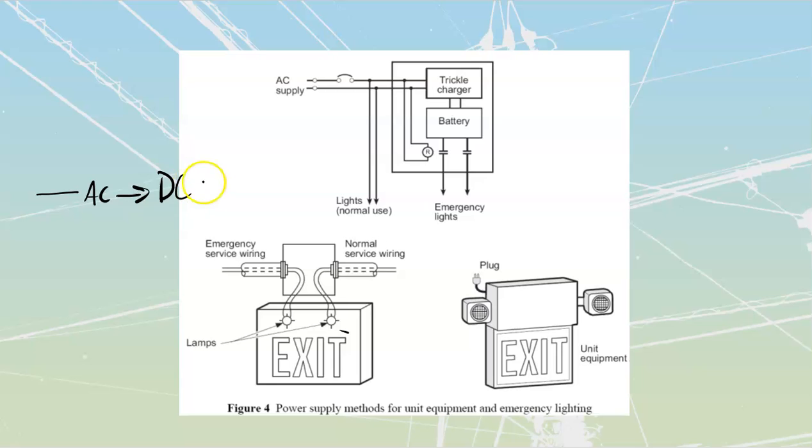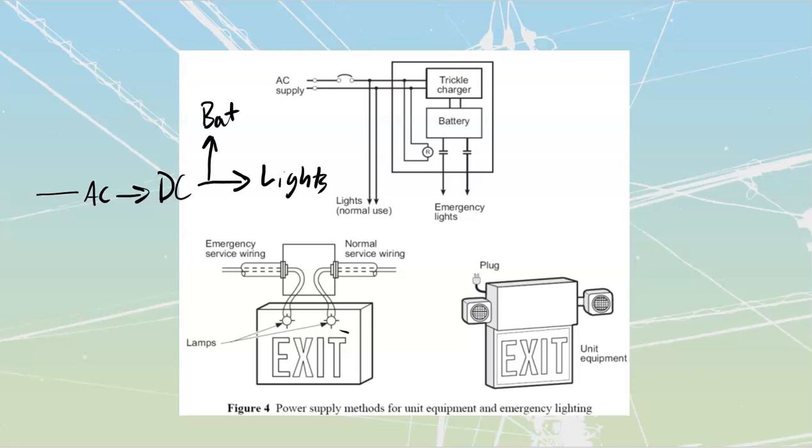Once we get this into the DC, we are going to tap off that DC, and we're going to run that in two directions. One direction is going to go up to a battery. The other one is going to go to the actual lights itself. So we run that DC in two directions.